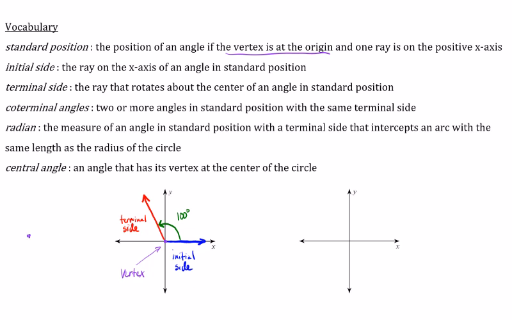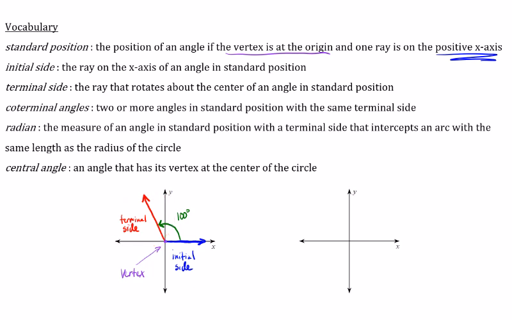All right. So when it's in standard position, one of the rays is on the positive x-axis, and that's called the initial side. Okay. So this is the initial side, or the ray on the positive x-axis. And then we have a terminal side, which is the other ray, the ray that rotates about the center of an angle in standard position, right? So if I rotate from the initial side 100 degrees, then where I end up is the terminal side, right?